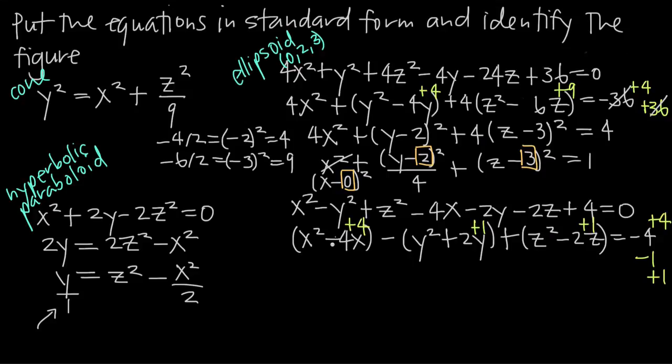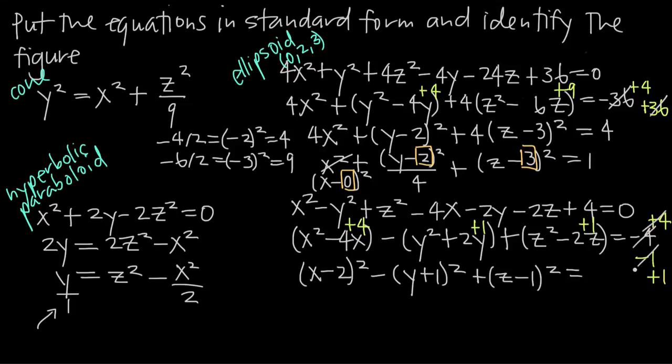So then if we factor on the left-hand side, x squared minus 4x plus 4 factors to (x minus 2) quantity squared. y squared plus 2y plus 1 factors to (y plus 1) quantity squared. z squared minus 2z plus 1 factors to (z minus 1) quantity squared. And then over on the right, we get positive 4 to cancel with negative 4, and negative 1 to cancel with positive 1, so we have equals 0 over on the right.